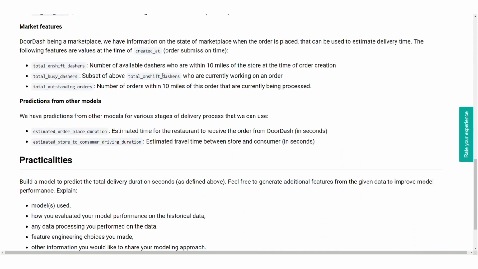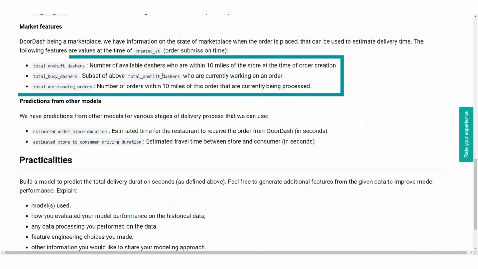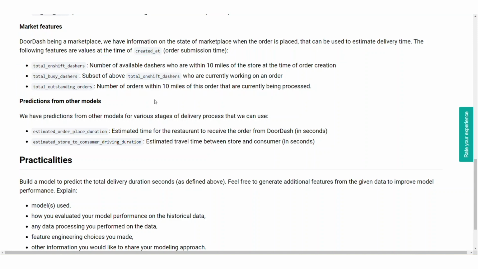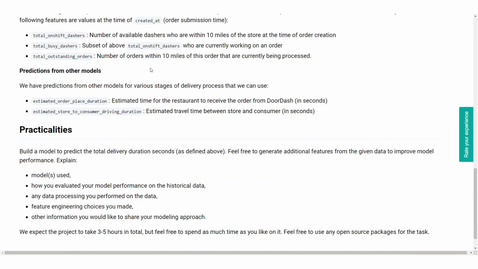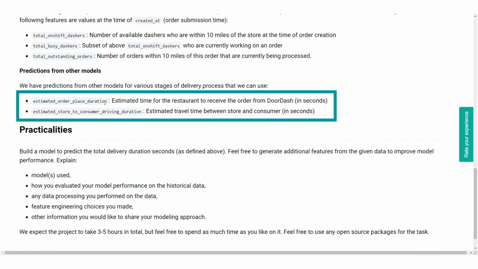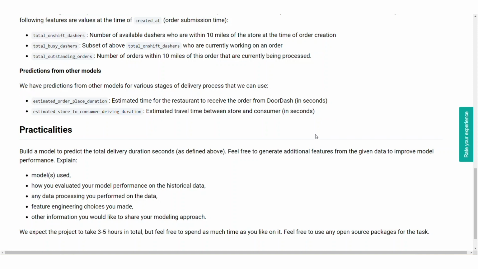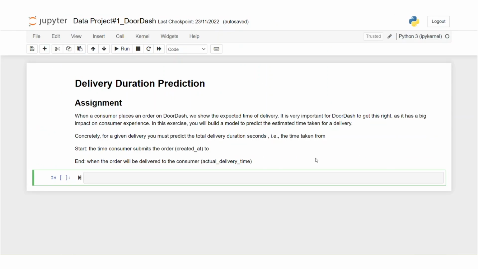As DoorDash is a marketplace, we also have information about the availability and capacity of Dashers at the time of the order submission. We have estimates from other predictive models. DoorDash is currently using this one. It helps the coordination of the delivery. These are the estimated order place duration, which is the estimated time for the restaurant to receive order from DoorDash in seconds, and the estimated travel time between the store and consumer in seconds. We'll learn more about the data set soon, but let's get straight into the solution.